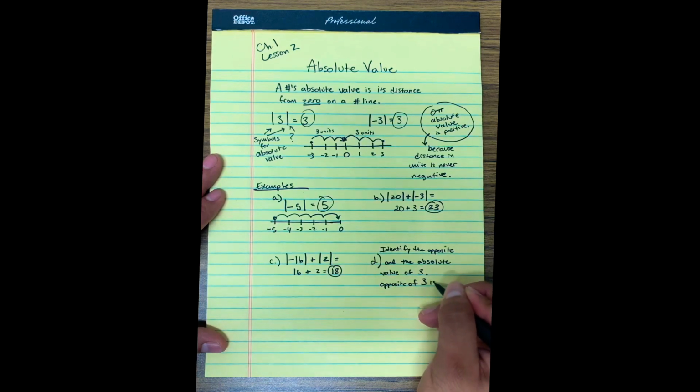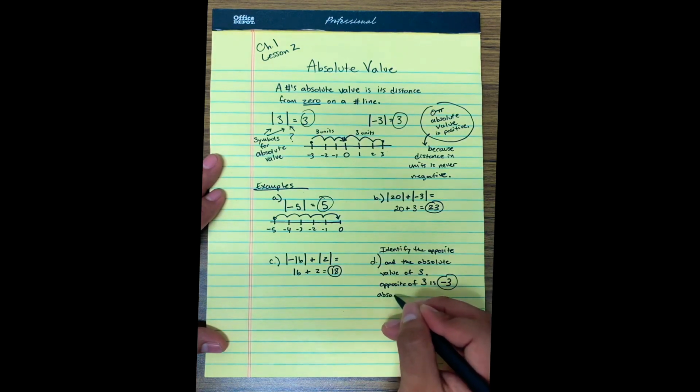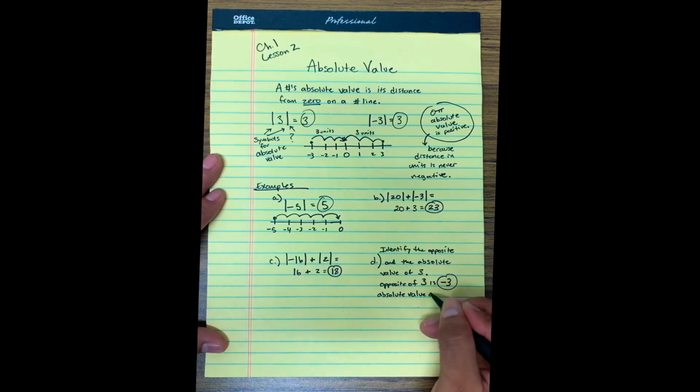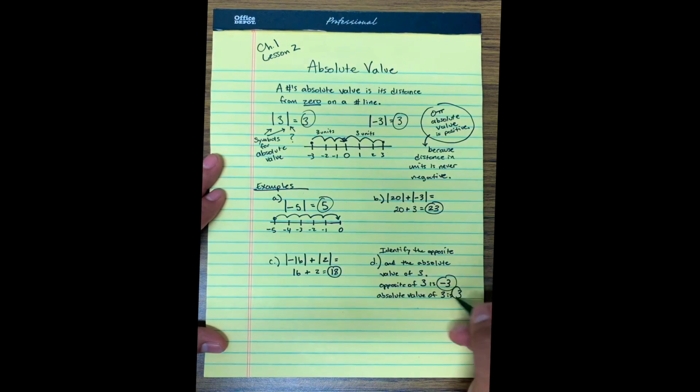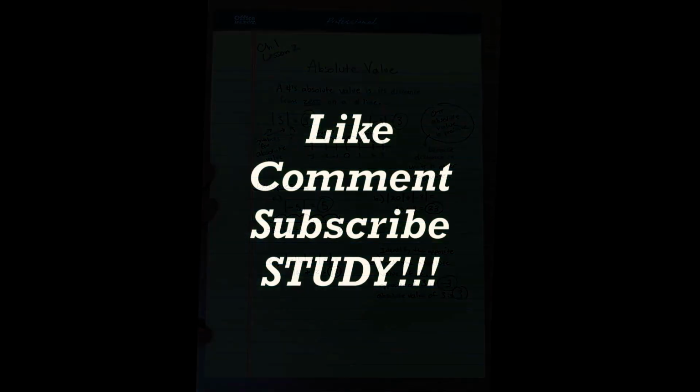The opposite of 3 is a negative 3. You knew that. Super easy. The absolute value of 3 is 3. So easy, guys. Study, study, study. Absolute value is easy. Success.